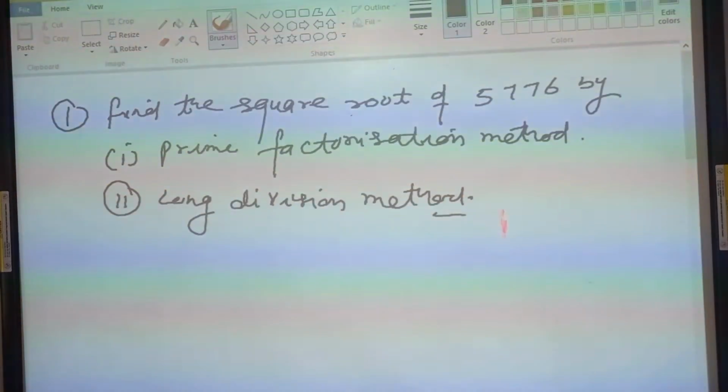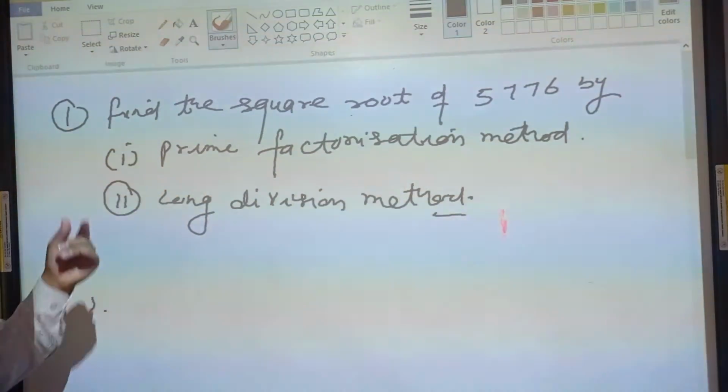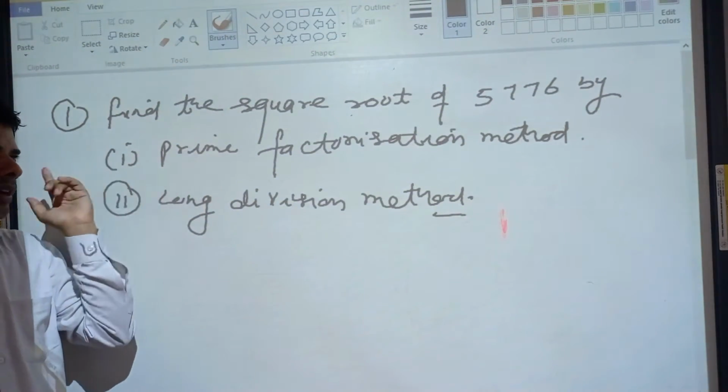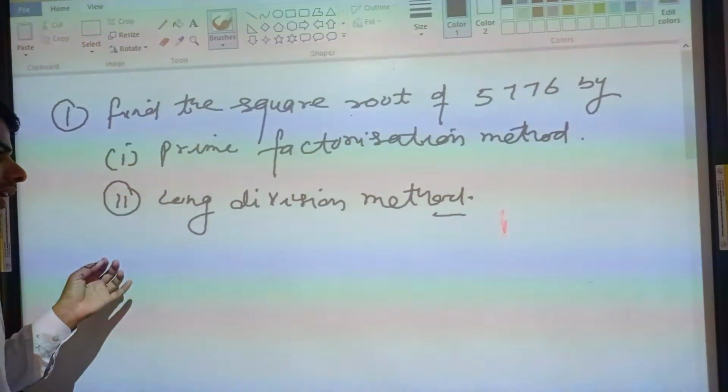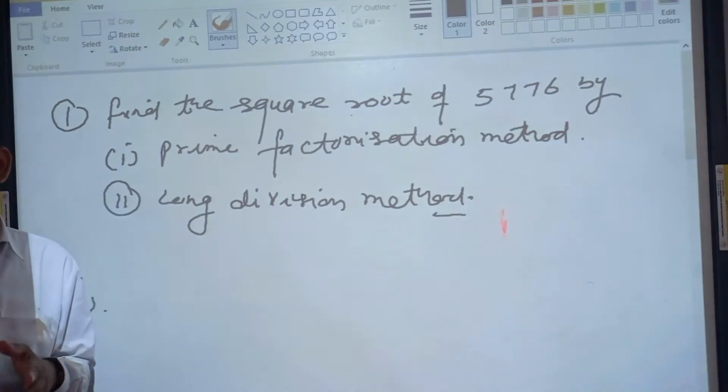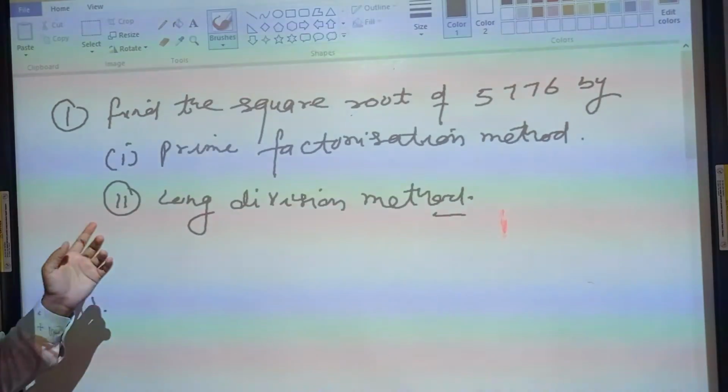Your first question is, find the square root of 5776 by using prime factorization method and long division method. Okay, you have to find out.